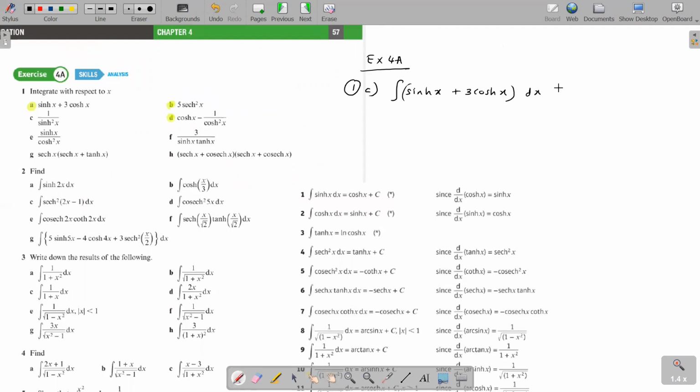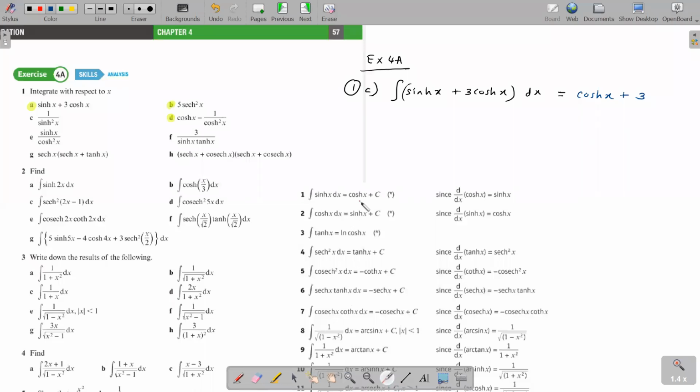Okay, how do we integrate sin x? Sin x integration is directly minus cos x, plus 3 times cosh x integration is directly... No, there's no minus in cosh.